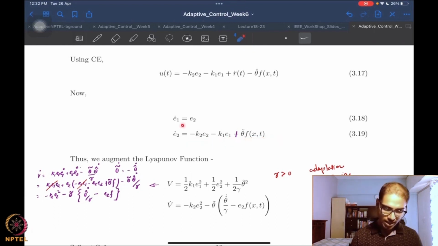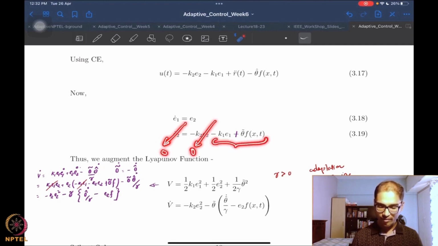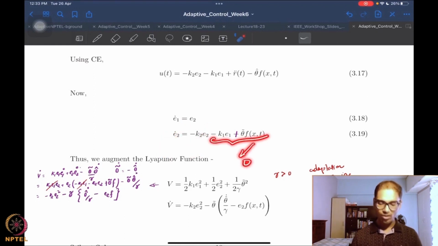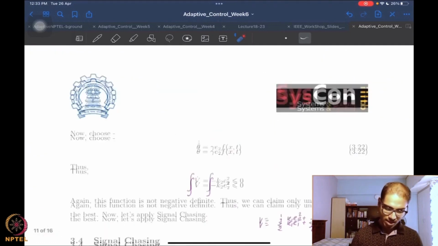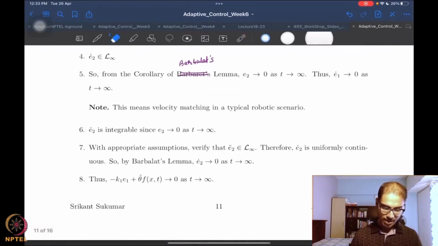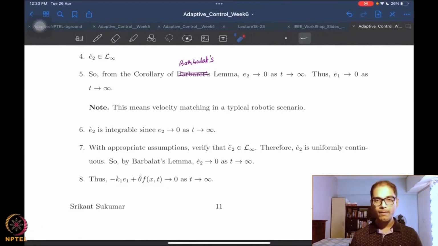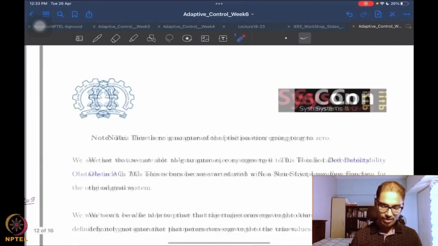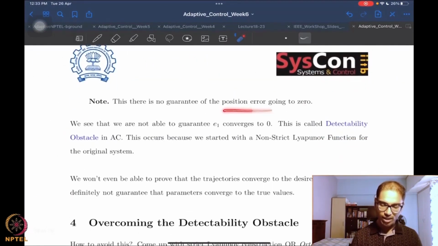So if we know that E2 dot goes to 0 and we know E2 goes to 0, we are still left with the fact that this sum goes to 0. All we can say is that this sum goes to 0. That's what we write here, that minus k1 e1 plus theta tilde f goes to 0. But unfortunately, this does not guarantee that the position error is going to 0.